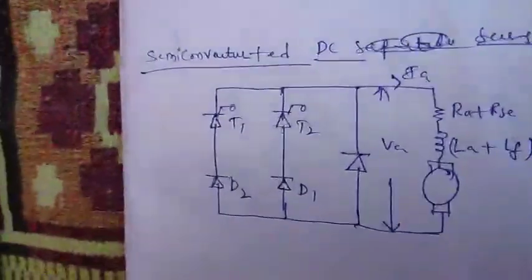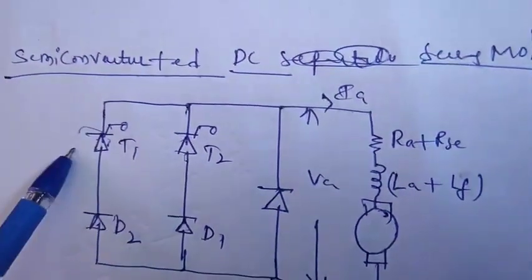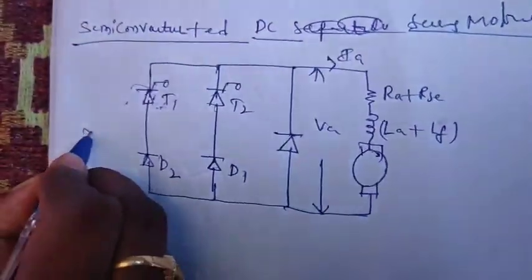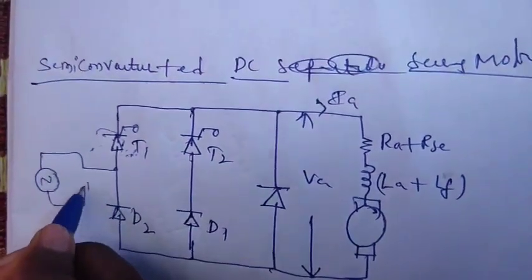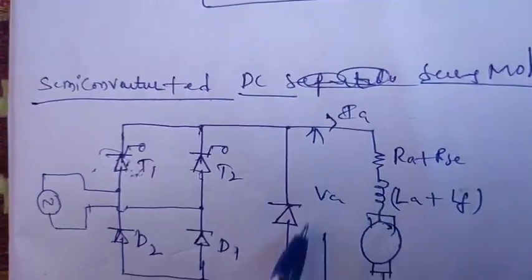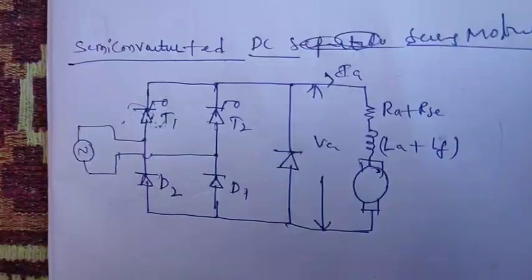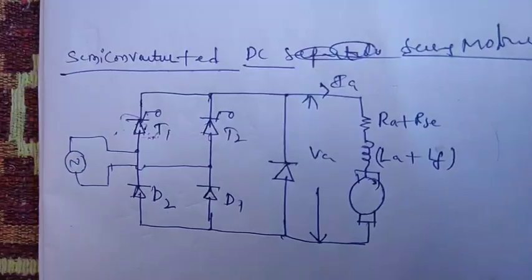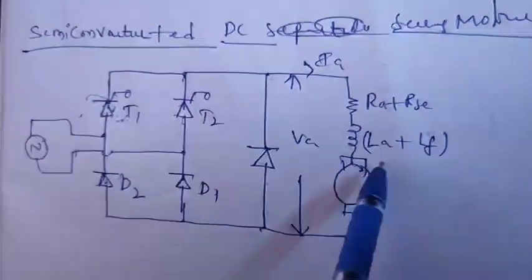During the positive half cycle, thyristor T1 and D1 are forward biased. When you give the firing angle to T1, it turns on and current flows. I give an AC supply to the semi converter. In the previous topics we had a DC separately excited motor; here we replace it with a series motor. A freewheeling diode is connected in parallel across the motor.